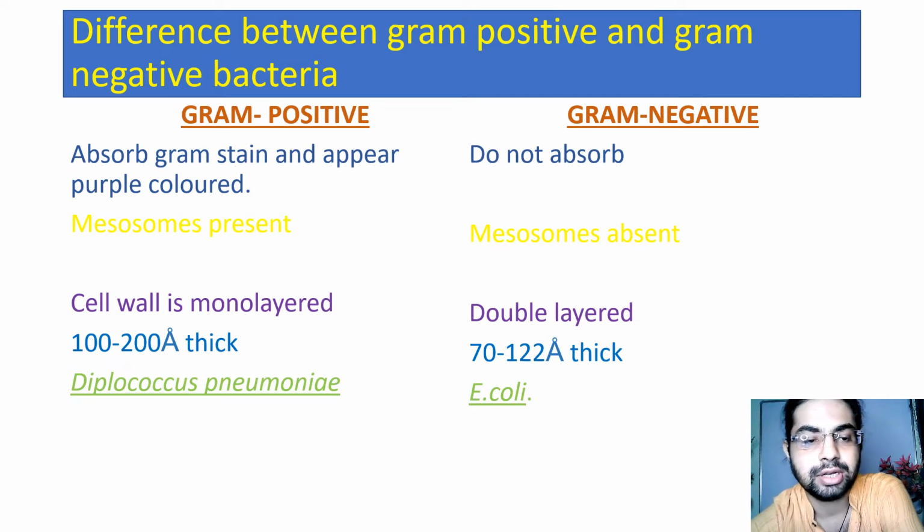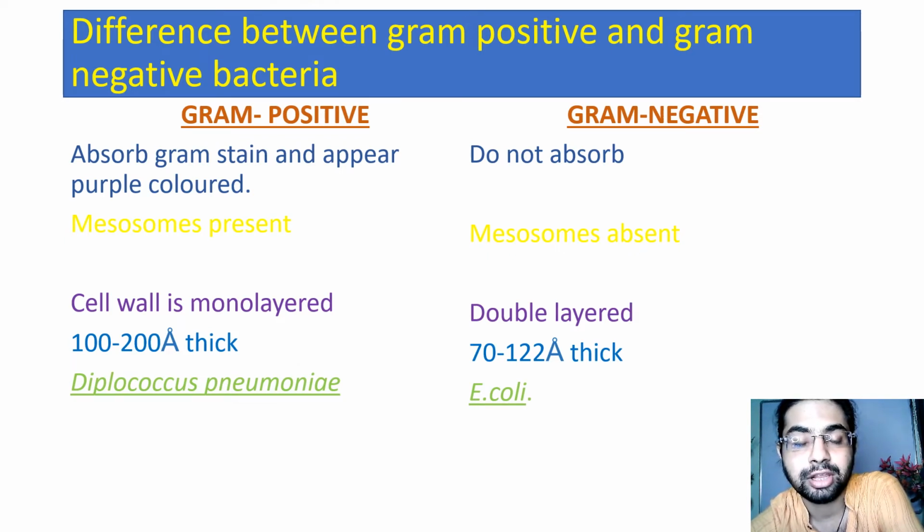So the difference between gram positive and gram negative bacteria: gram positive absorb gram stain and appear purple colored, and gram negative do not absorb gram stain. Mesosomes are present in gram positive, absent in gram negative. The cell wall in gram positive is monolayered and in gram negative is double layered. A 100 to 200 Angstrom thick cell wall is present in gram positive and 70 to 122 Angstrom in gram negative.